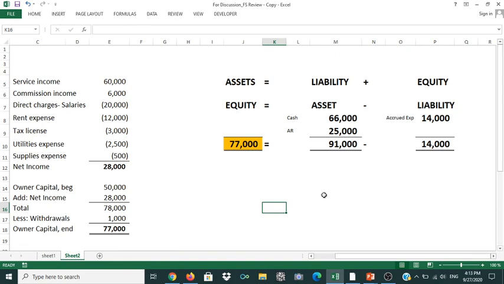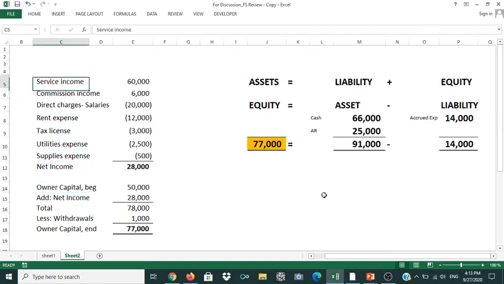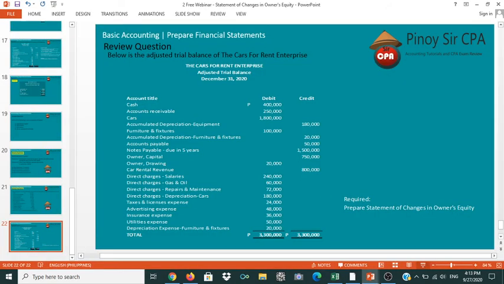Okay, so, ang gagawin muna natin, first, we will compute the net income. Yun muna unahin natin bago tayo mag-proceed sa computation ng ending capital. Then, after that, we will proceed on the preparation of the statement of changes in owner's equity. So, kunin lang natin yung mga data dito.